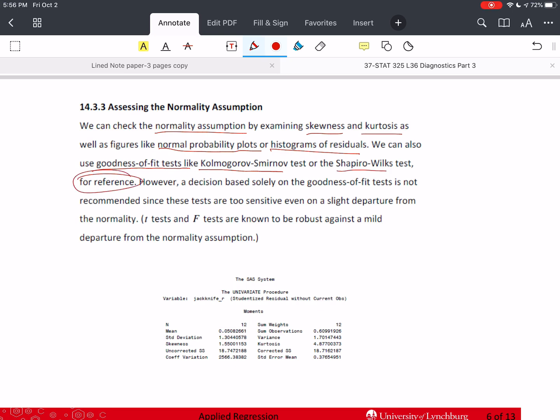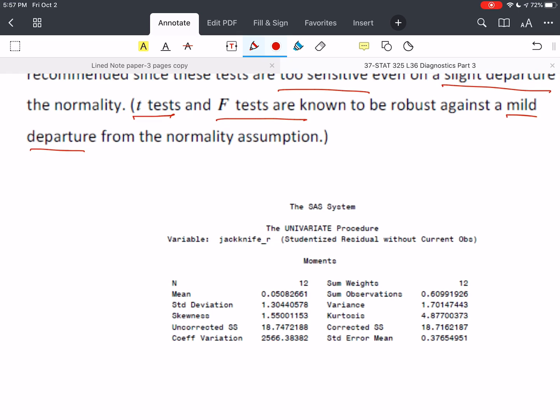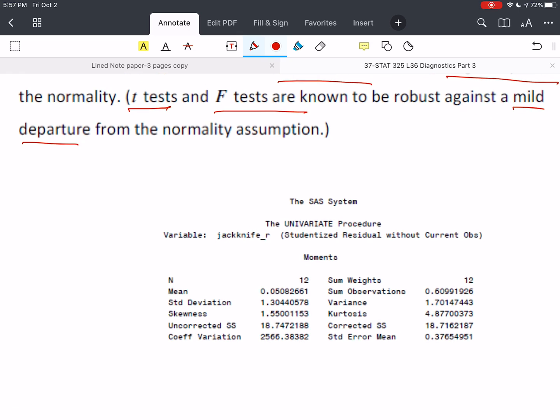But these should be for reference only. So we should not solely base our decision on these goodness of fit tests. It's not recommended. These tests are way too sensitive. So even slight departures from normality will cause these tests to fail. Instead, there are t-tests and F-tests that are known to be robust against mild departures from the normality assumption, and you will always have some mild departure from normality, even in the best of situations, because data is varying and we don't have that perfect normal distribution.